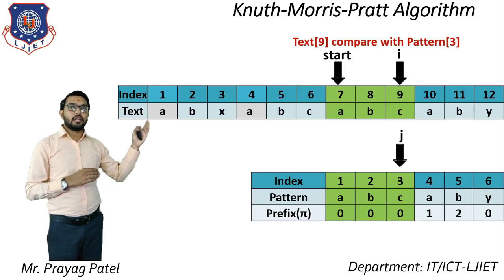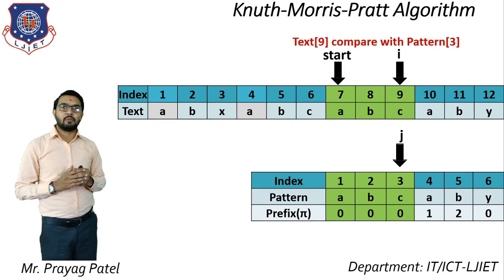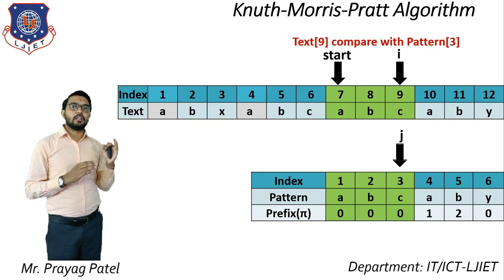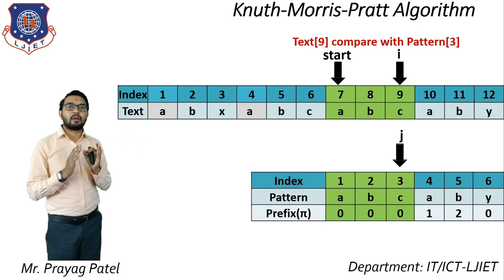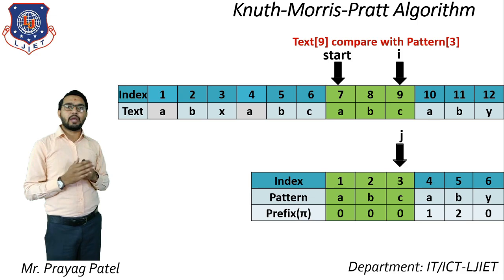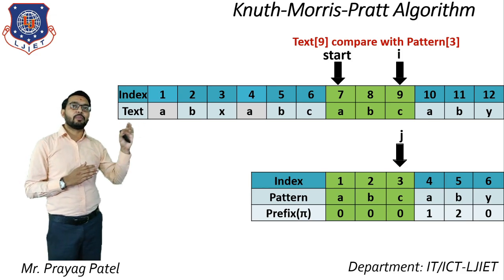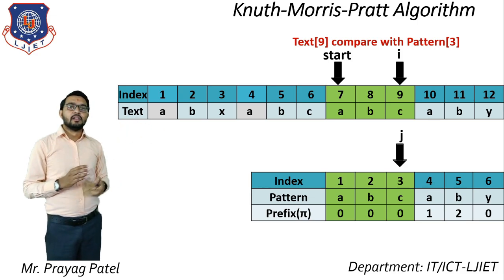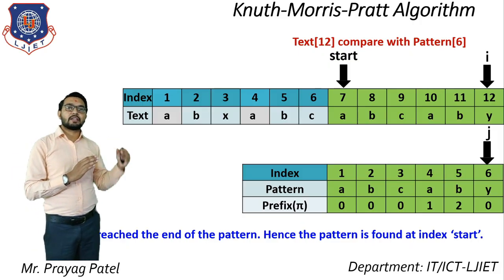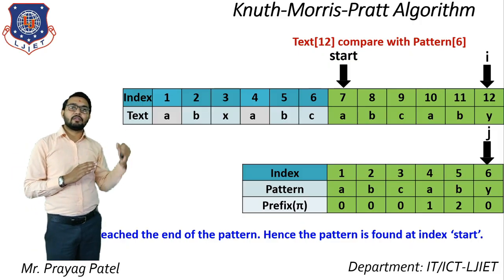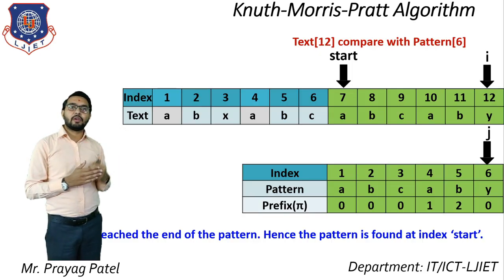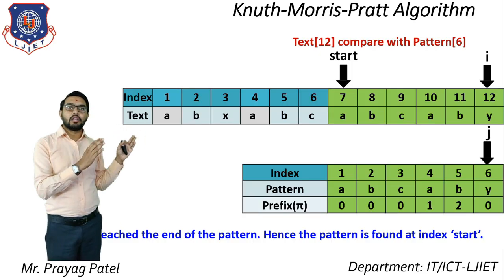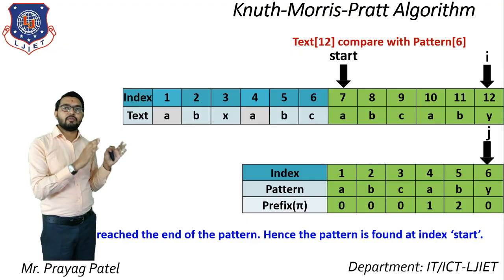Now remember this point: using the prefix table, locations 7 and 8 are not required for matching, because the value is already 2, meaning 2 characters are already matched. So A and B are already matched. That's why we directly compare with the third location, C. Now, according to this, you can next compare 10 with 4, 11 with 5 and 12 with 6, meaning A compared with A, then B compared with B, then Y compared with Y. So here the whole pattern matches with your text.